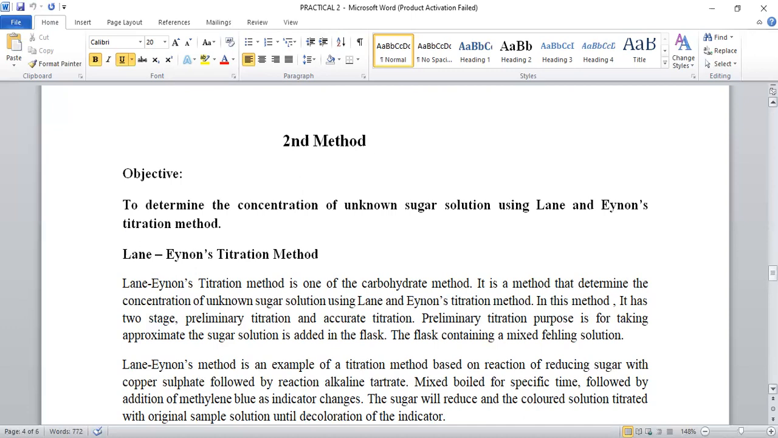The purpose of preliminary titration is to get an approximate value. The sugar solution is added to the flask containing mixed Fehling solution. The Lane and Eynon method is an example of a titration method based on the reaction of reducing sugar with copper sulfate in alkaline tartrate. The mixture is boiled for a specific time, followed by addition of methylene blue as an indicator. The sugar will reduce the copper, and the solution is titrated against the original sample solution until decolorization of the indicator.